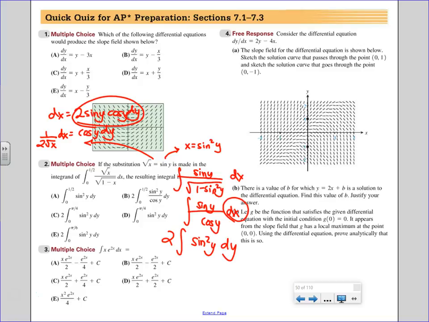I multiplied up 2 root x, and who is root x? Sine y. Or you could have taken the derivative here, and dx is equal to 2 sine y cosine y dy. Either way. So then the cosines cancel, the dy stays, and the bounds times sine squared, and then the 2, and the bound we haven't even really dealt with.